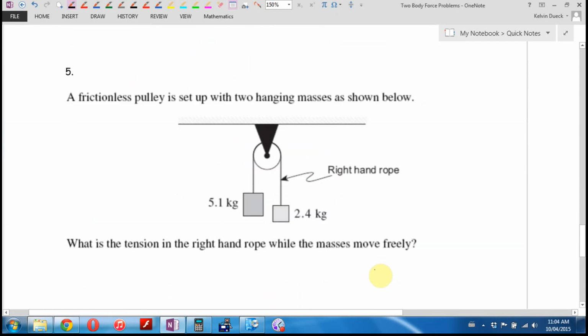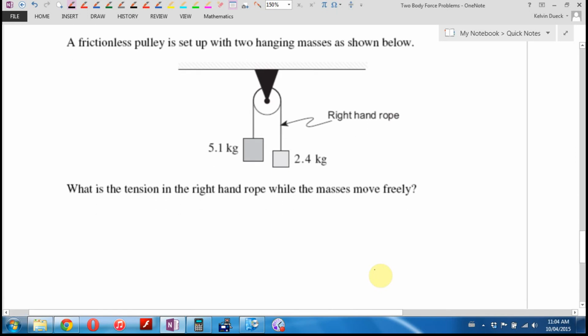I like number 5. Number 5 is the next question. What do they want me to find in number 5? Tension. I can't, not yet. I have to find something else first.